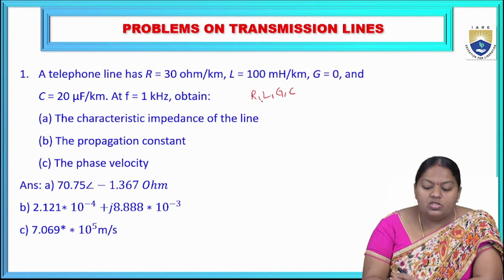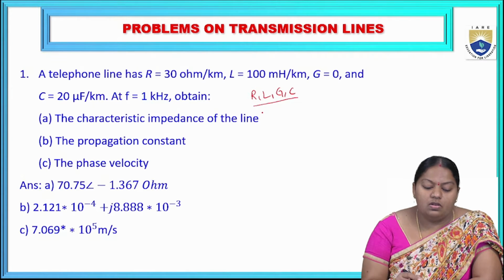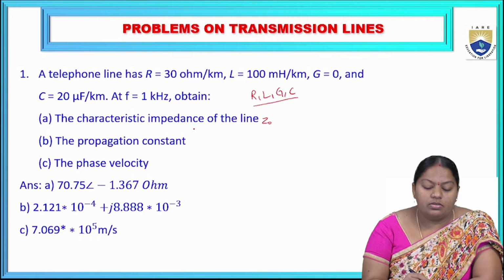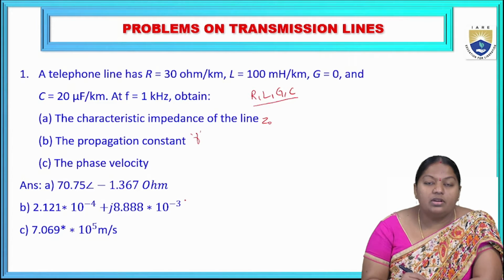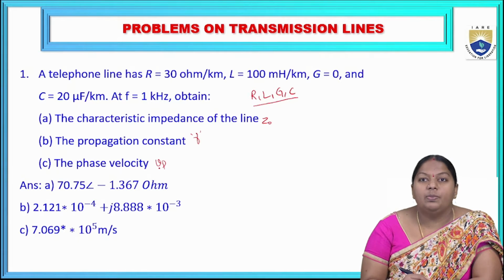Right? So, based upon these RLGC primary constants of a transmission line, resistance, inductance, conductance and capacitance, we are going to solve for the characteristic impedance of the transmission line, denoted with Z0, the propagation constant of the transmission line, denoted with gamma, and the phase velocity, Vp.